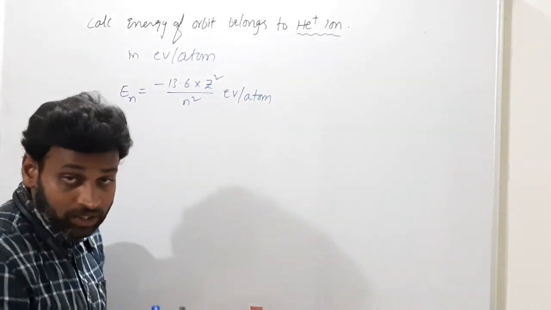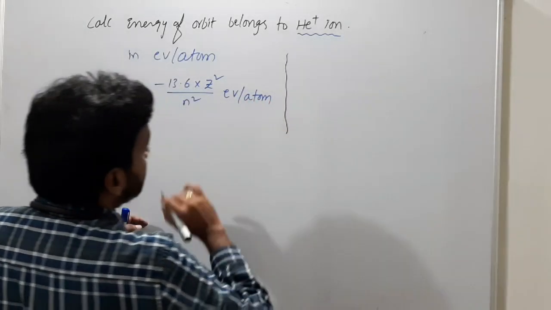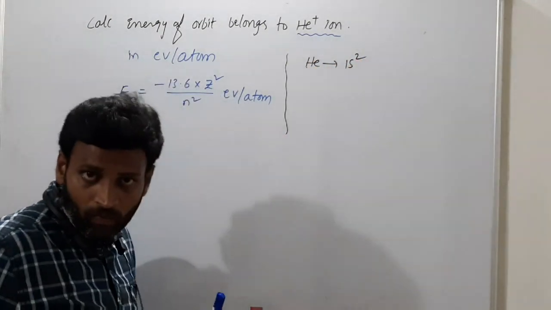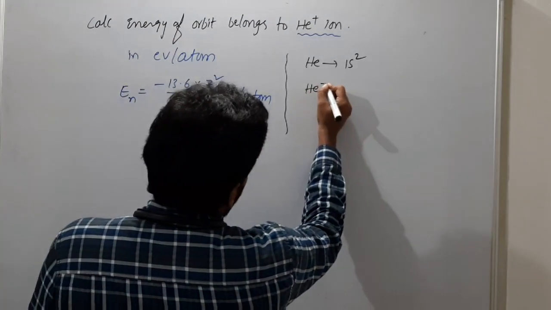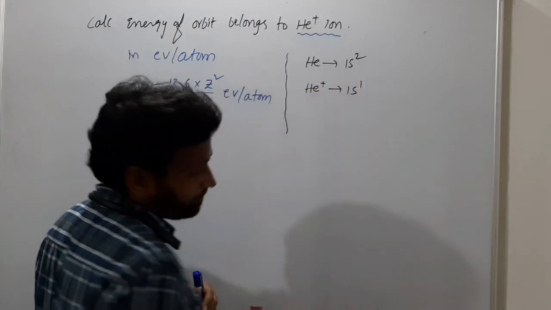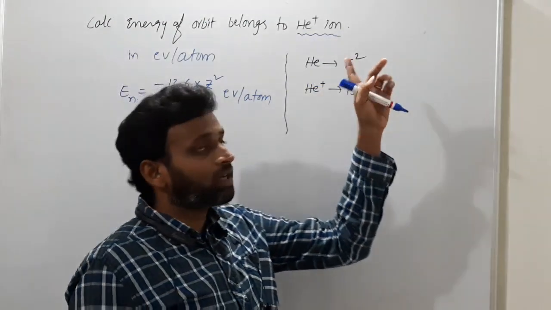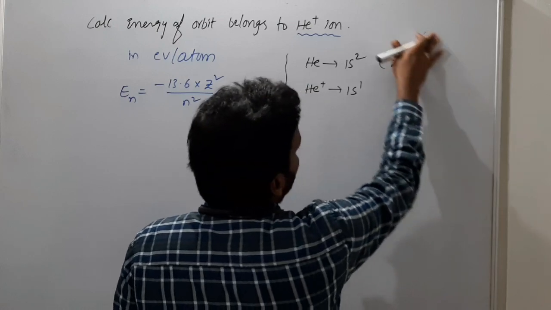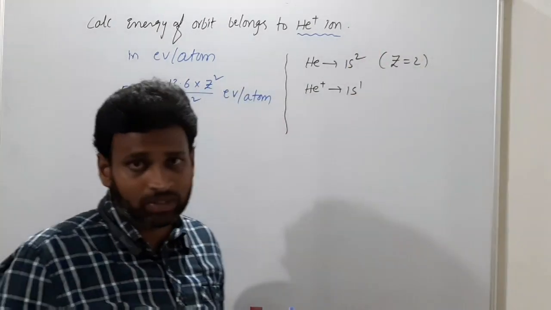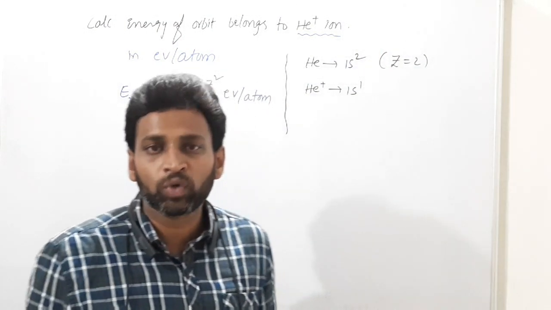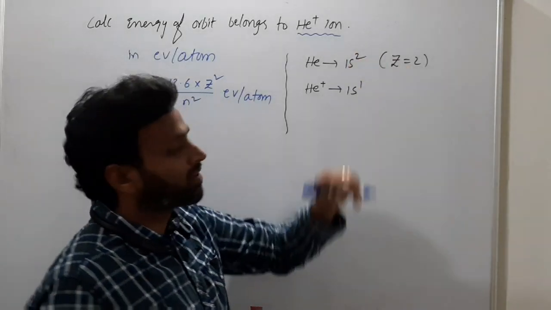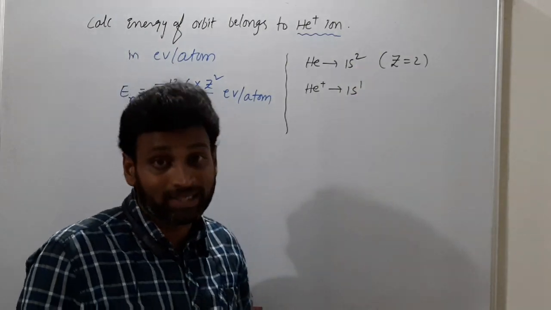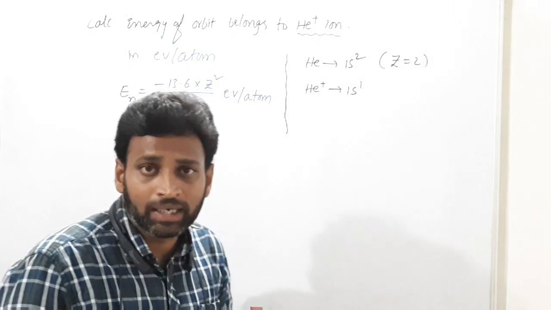But one more, the most important thing: helium means it's 1s2. He+ means 1s1. Helium is 1s2 because the helium atomic number Z is equal to 2. Hydrogen is 1, helium is 2, so Z is 2, so it has 2 electrons, and those 2 electrons are present in which subshell? 1s. Got it clearly?